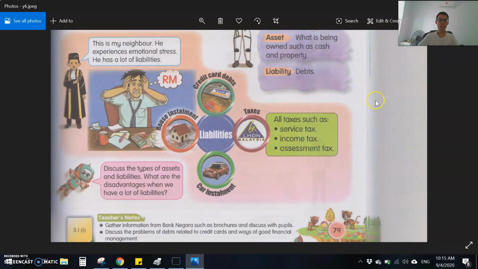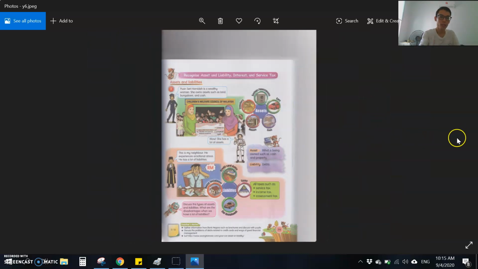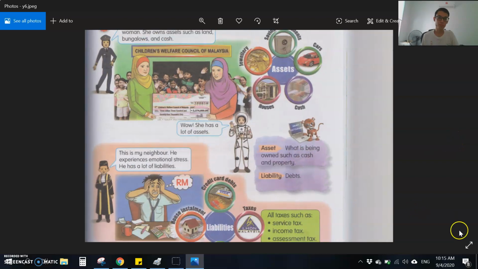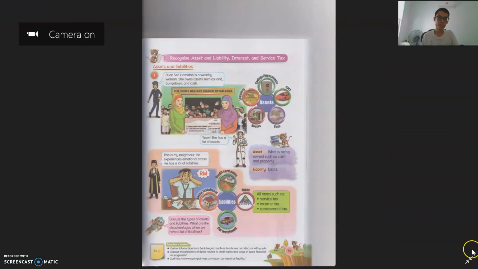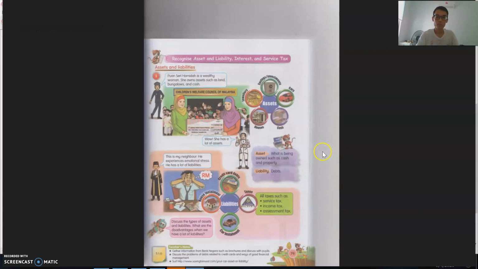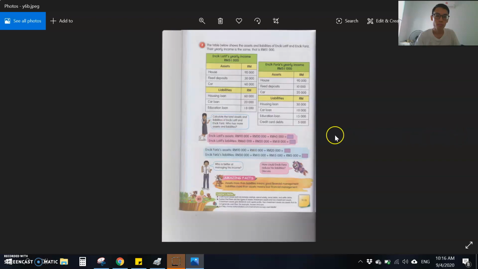Okay, next. Now let's look at the next page. Page 80. Okay, look at page 80.